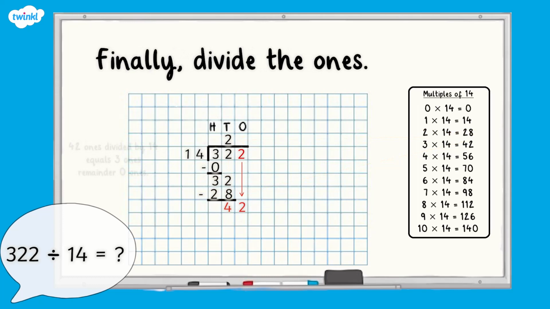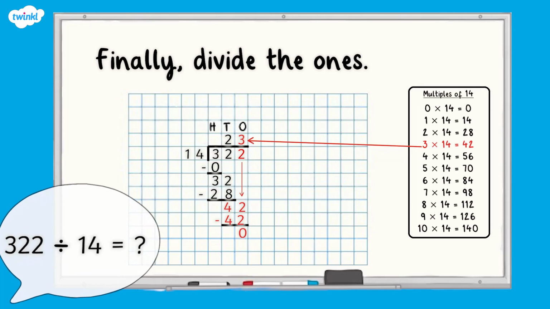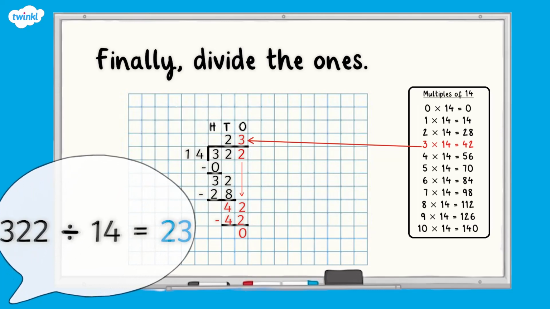Finally, divide the ones. We can see that the 42 ones divided by 14 equals 3 ones, because 3 lots of 14 equals 42. When we subtract the 42 ones we have divided from the 42 ones we had, we have no remainder. Therefore, 322 divided by 14 equals 23.